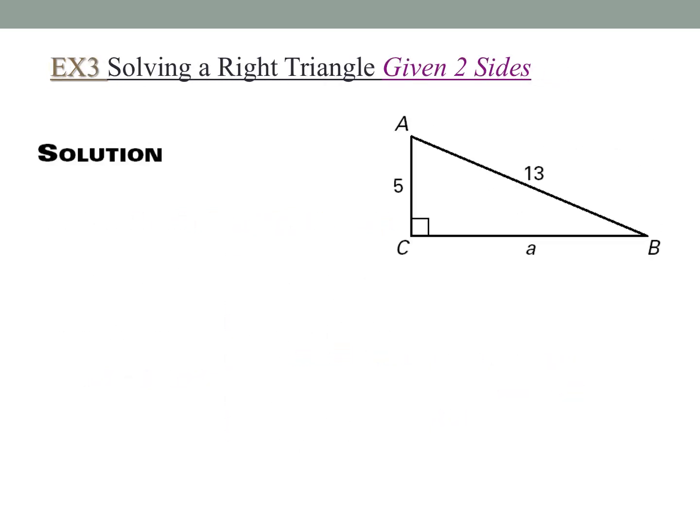This example shows how we can solve a right triangle using two given sides. If you have a triangle ABC which has hypotenuse 13 and one of the legs equals 5, so we have to find the missing side and the missing angles first. The missing side is AB and the missing angles are measure angle A and measure angle B.